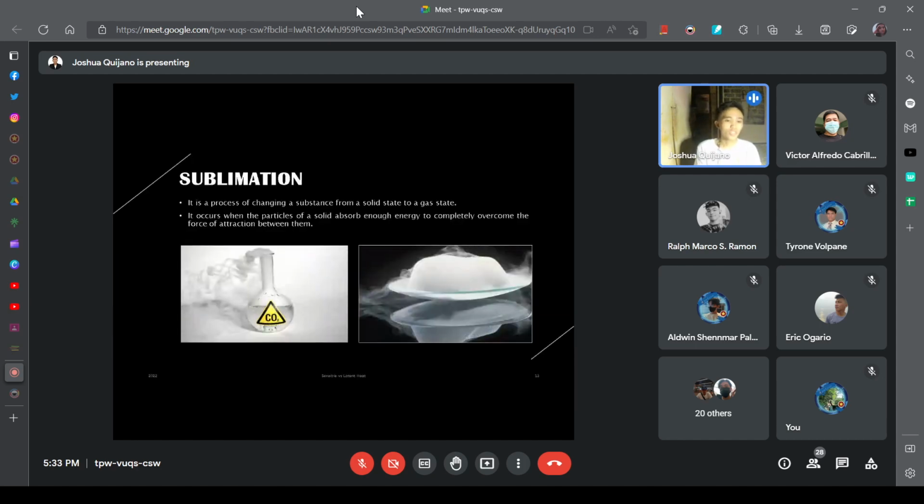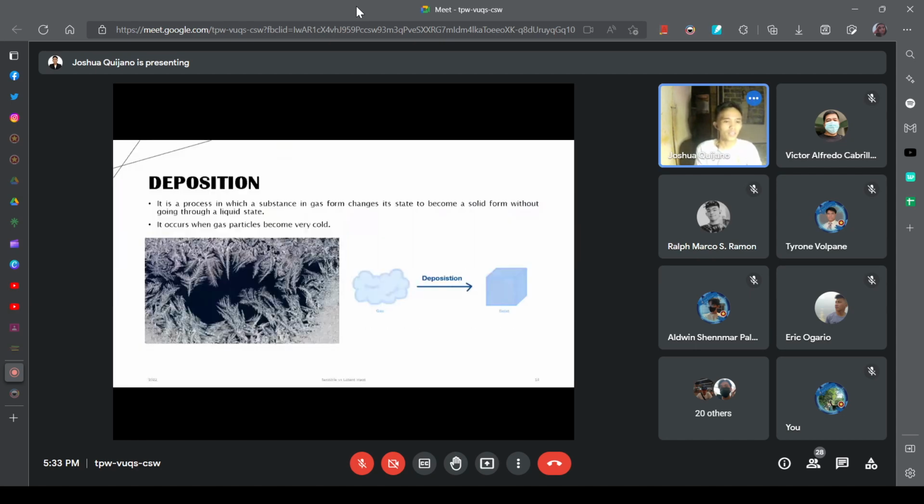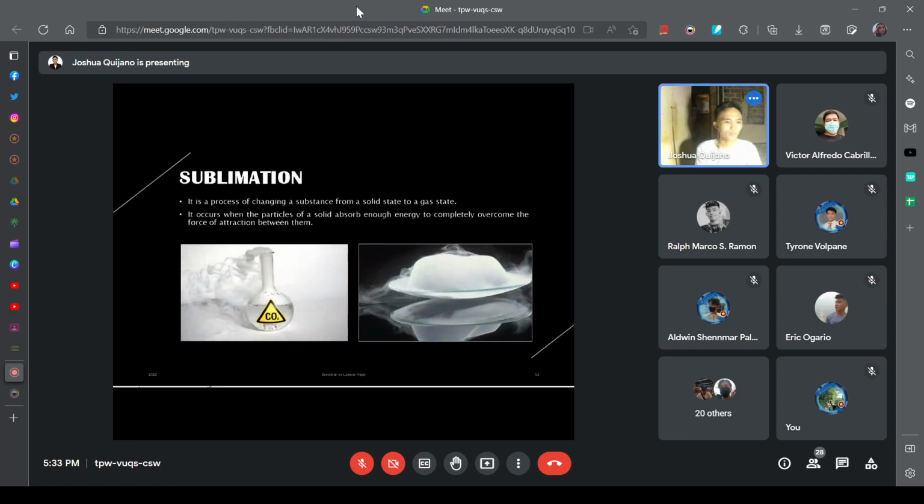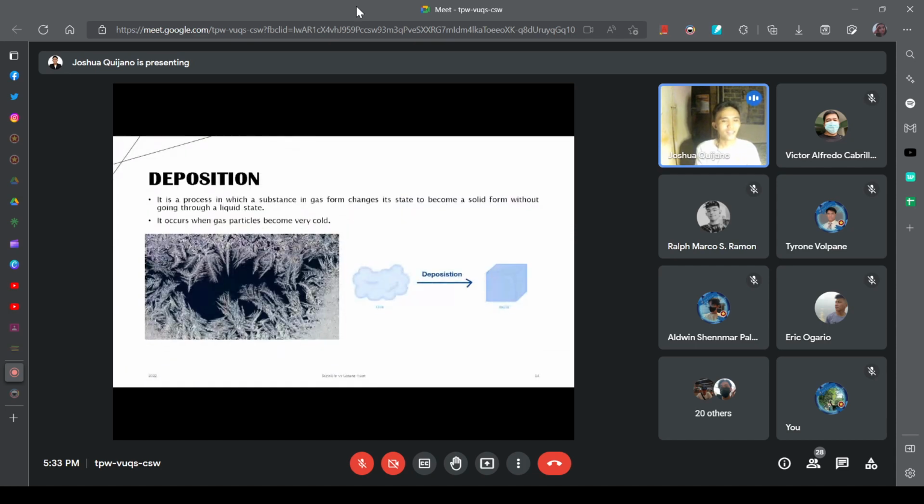Sublimation is a process of changing a substance from a solid state into a gas state. It occurs when the particles of a solid absorb enough energy to completely overcome the force of attraction between them. So here are the examples. It commonly occurs in carbon dioxide. Lastly, it is not occurring in our country since we don't have any snow.